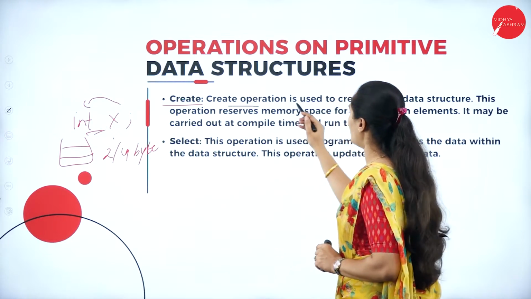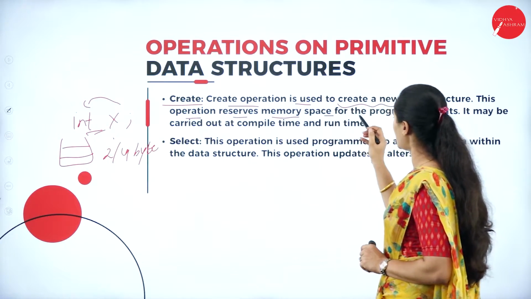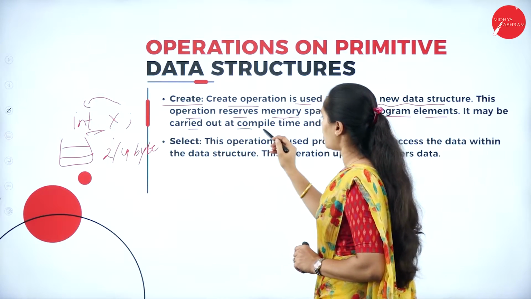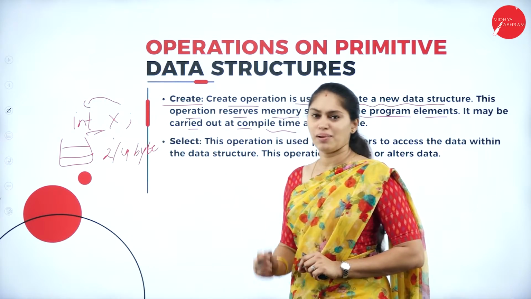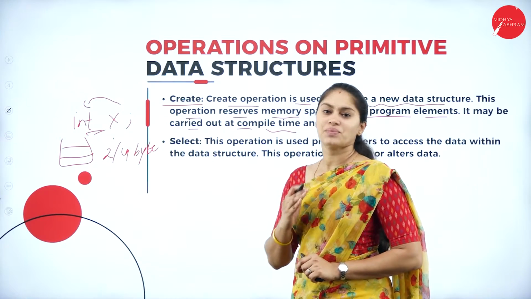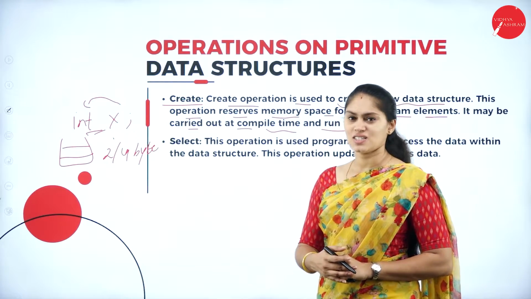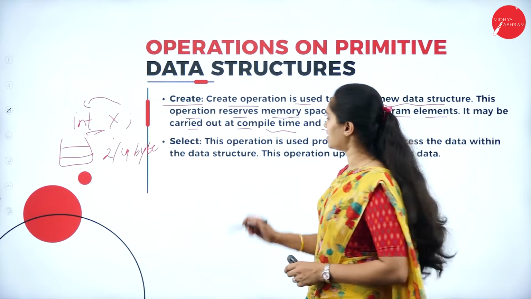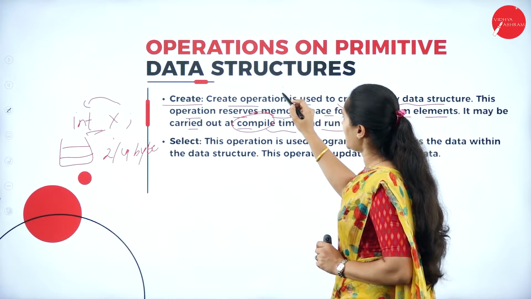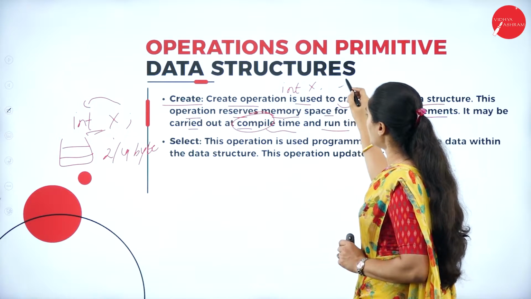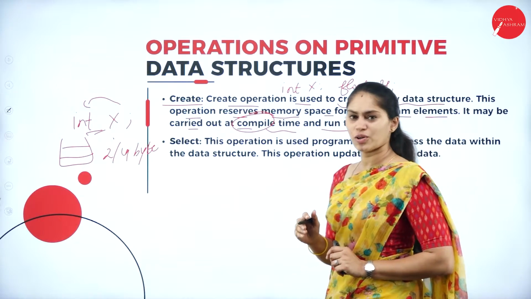So the create operation is used to create a new data structure, and it reserves memory space for the program elements. It may be carried out at compile time or at runtime. So the creation of this data structure can take place either at compile time, before the execution, or at runtime, when the program is running. I hope you got to know regarding this. In create, you can write examples like int x or float y. This is how we are going to create.